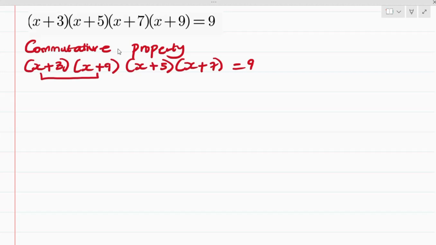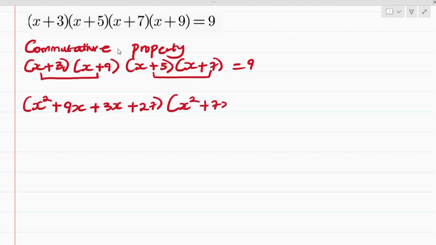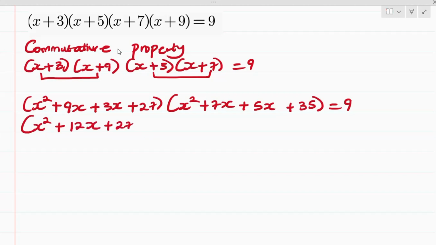If we expand these two right here, we have x squared plus 9x plus 3x plus 27, multiplied by, if we expand this, x squared plus 7x plus 5x plus 35, and this is equal to 9. So we have x squared plus 9x plus 3x, which gives us 12x plus 27, multiplied by x squared plus 7x plus 5x, which gives us 12x plus 35, and this is equal to 9.